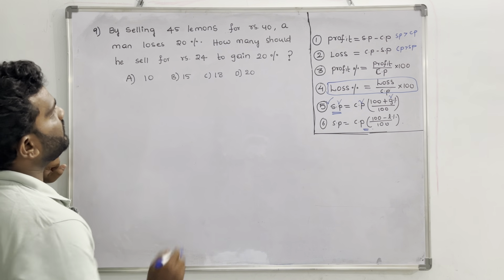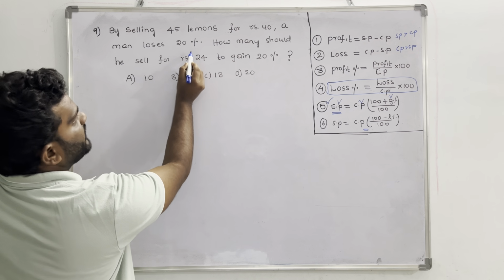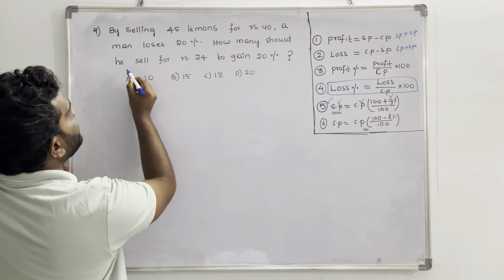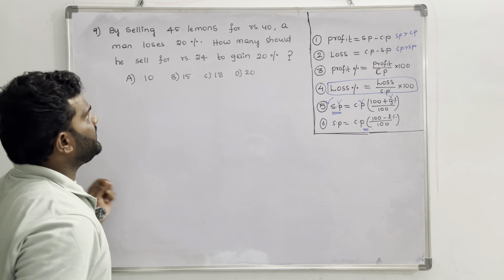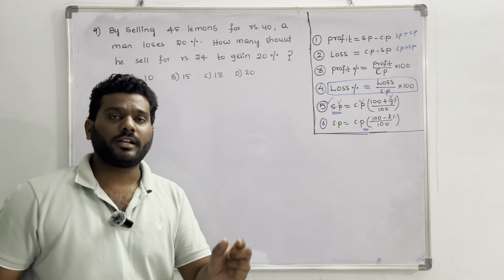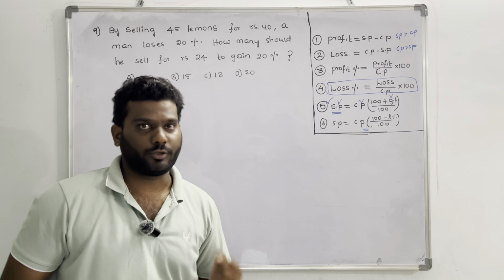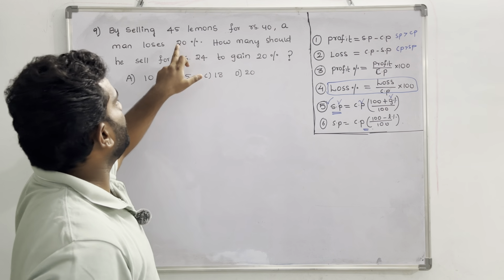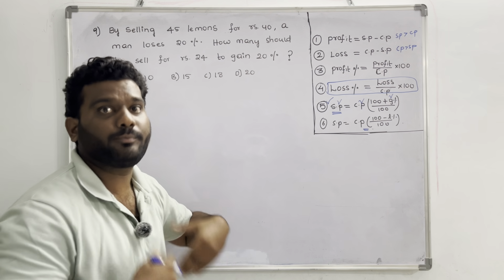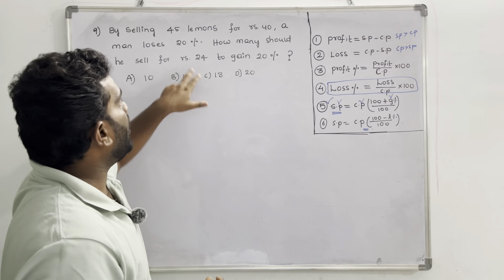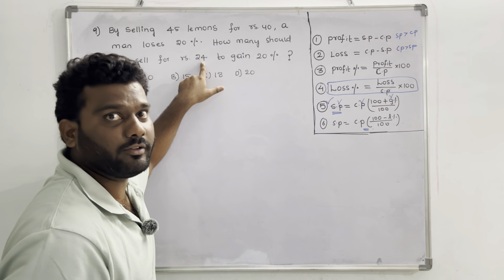By selling 45 lemons for rupees 40, a man loses 20%. How many should he sell for rupees 24 to gain 20%? See here, the question is, a person sold 45 lemons for only 40 rupees. So ultimately he got a loss of 20%. Then to get 20% profit, how many lemons does he have to sell for rupees 24?